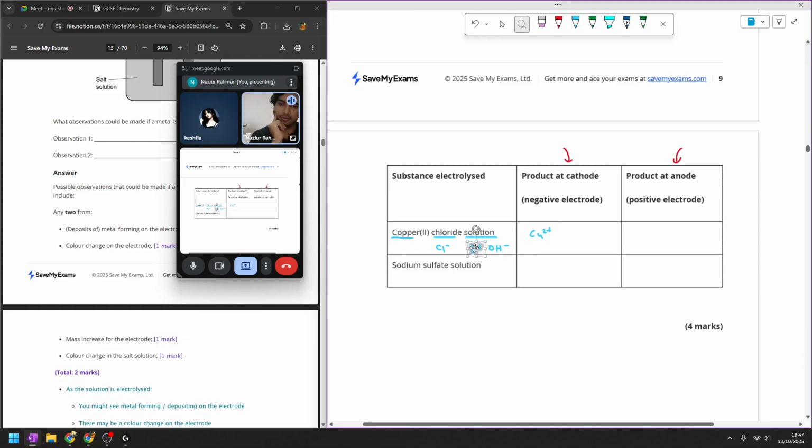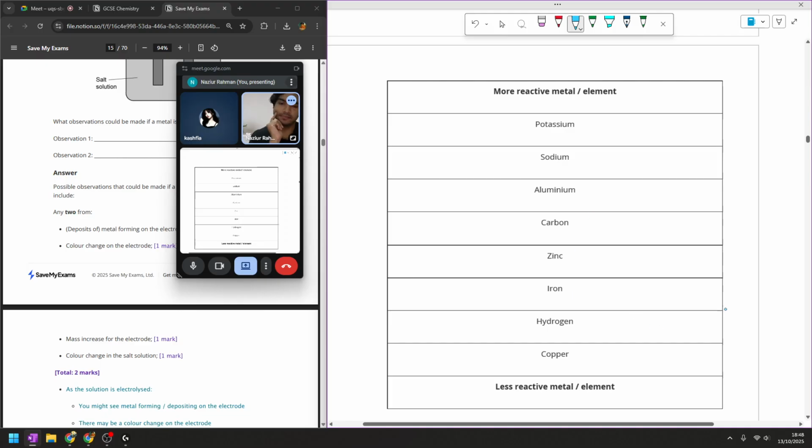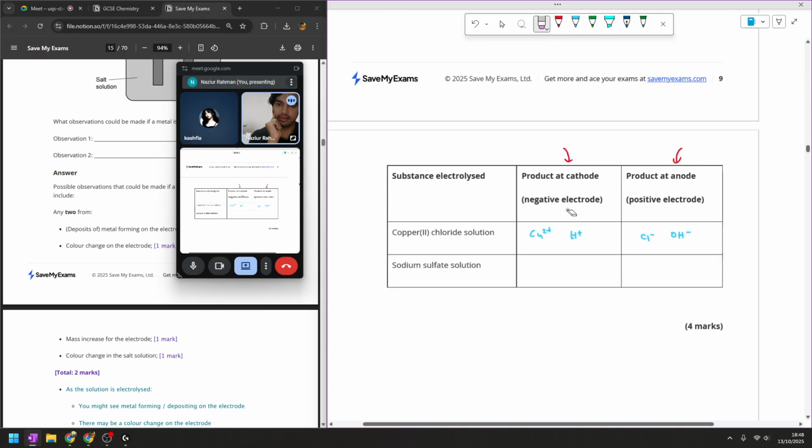So at the cathode you have copper and hydrogen, and at the anode you have the chloride and the hydroxide, and then one of them would be preferentially discharged. So between copper and hydrogen, which one gets discharged? Which one is reduced? So the less reactive one would get reduced. Because the more reactive ones are better at losing electrons, the less reactive ones are better at gaining electrons, right? And at the cathode you gain electrons, so copper is better at gaining electrons. So copper is what's going to get produced there.